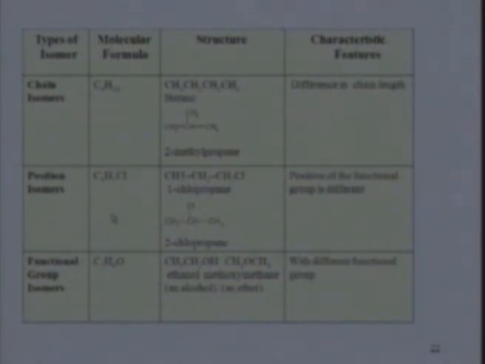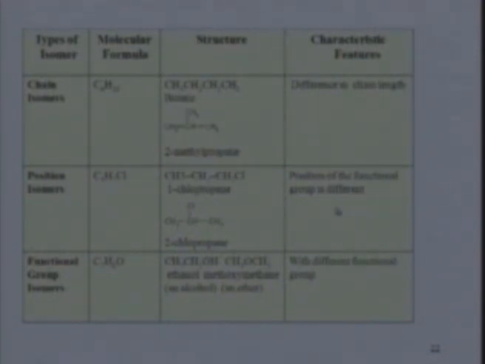Then we have position isomers, wherein the functional group may change its position. For example, in 1-chloropropane the chlorine is at the number 1 carbon, whereas in 2-chloropropane the chlorine atom is attached at the 2nd carbon atom.